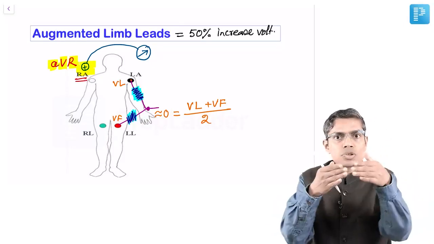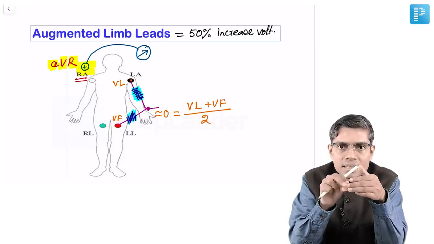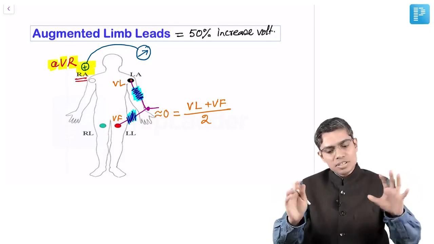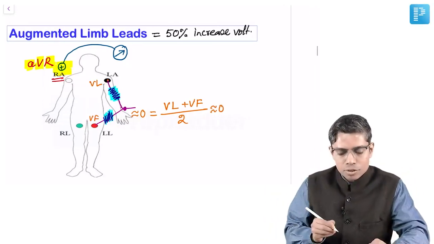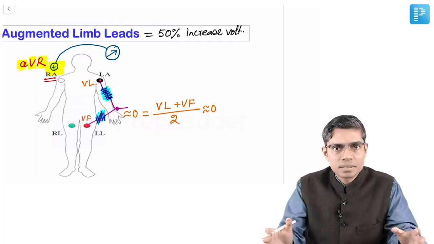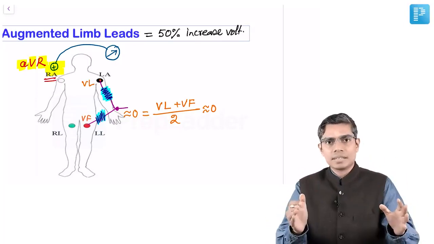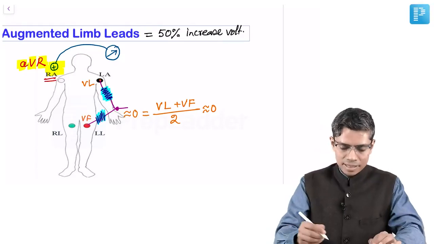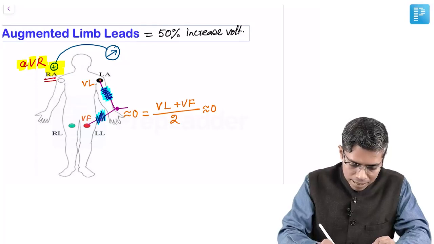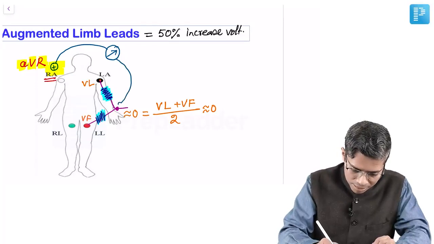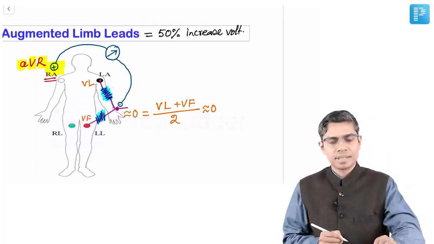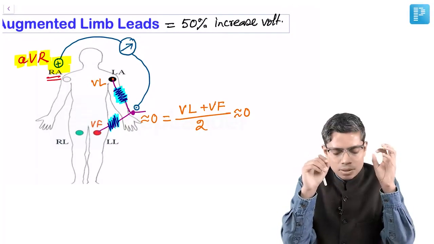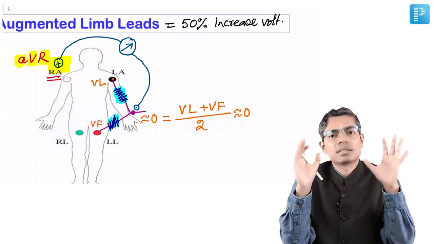So whenever I am connecting these two, the voltage at this connecting point will be the average of these two voltages, right? Although that average is near equal to 0, that is not going to change, that is fixed. Mathematically this is an average, but practically it is near equal to 0. Now if I connect the negative end of my voltmeter at this 0 point, then you are creating a circuit, and this circuit is known as the augmented VR circuit.